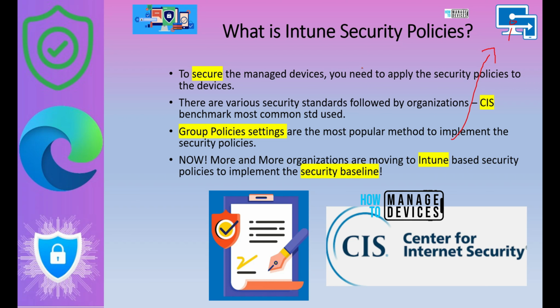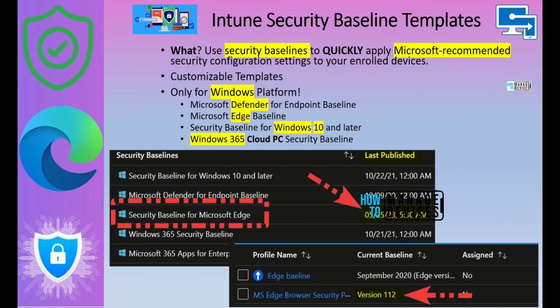So in Intune, there are different methods to have security policies. It depends on the organization that you work for and the security team within your organization, whether they are following the CIS standard or they are fine with the Microsoft security baseline, which is by default available in Intune. In this video, we are going to concentrate on the security baseline for Microsoft Edge.